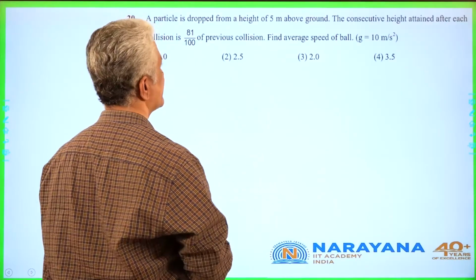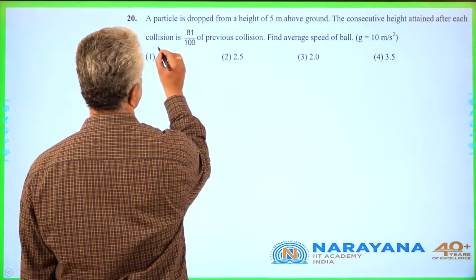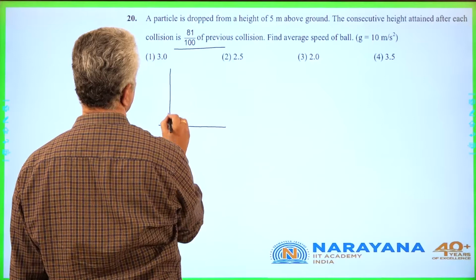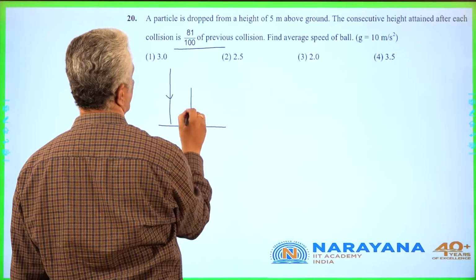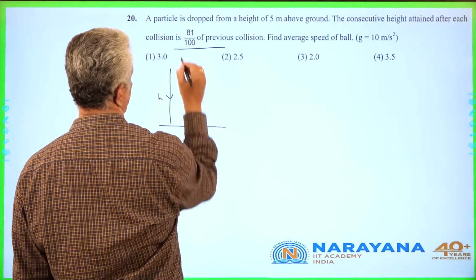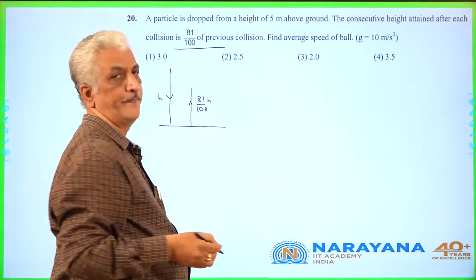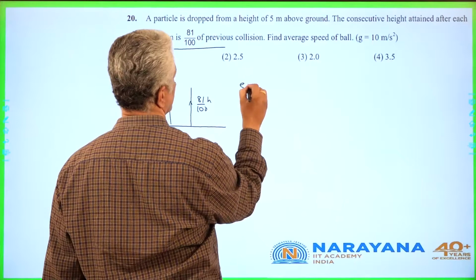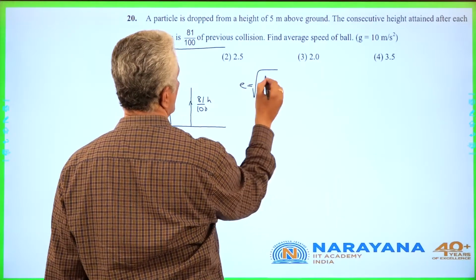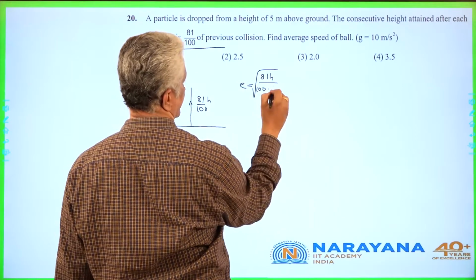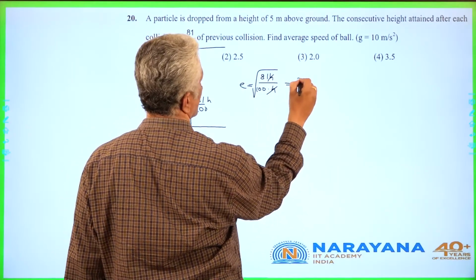20th, also a very big problem. It is given that each and every time a ball bounces, it rises to only a part of the height. If the initial height is h, then 81 by 100 times of h only rises. Then the coefficient of restitution is root of rebounding height by incident height. That totally becomes 9 by 10.